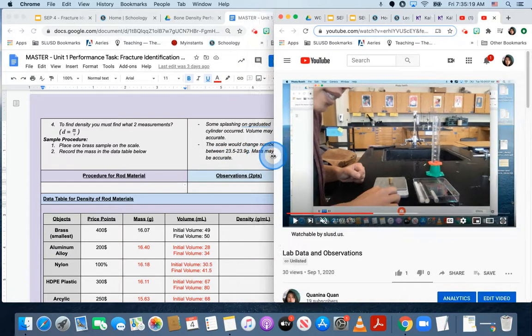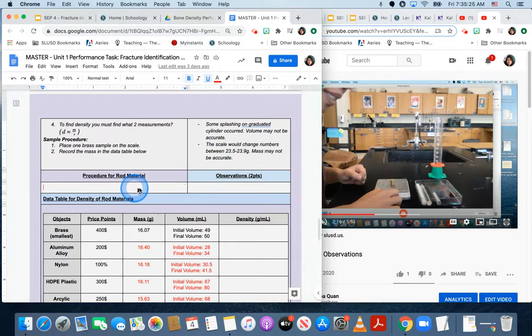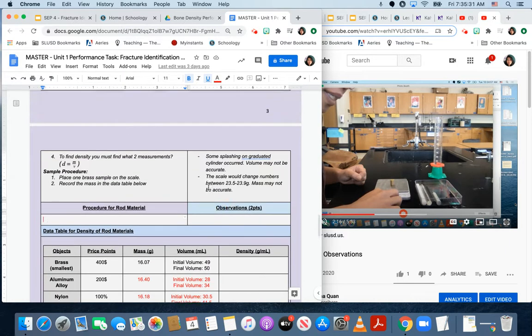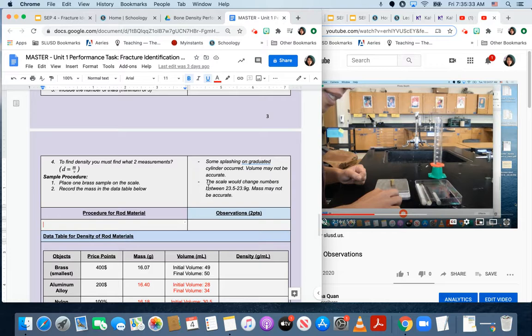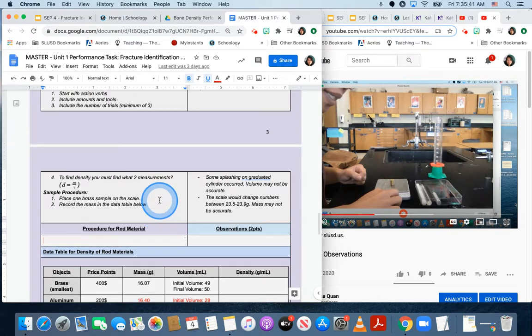Hello class, in this video I'm going to go over how to complete the procedure and observations part. So this is part 3 in slightly more detail, because after grading a couple of these last night, I noticed that some of them were a bit lacking or a lot lacking in terms of detail, right?